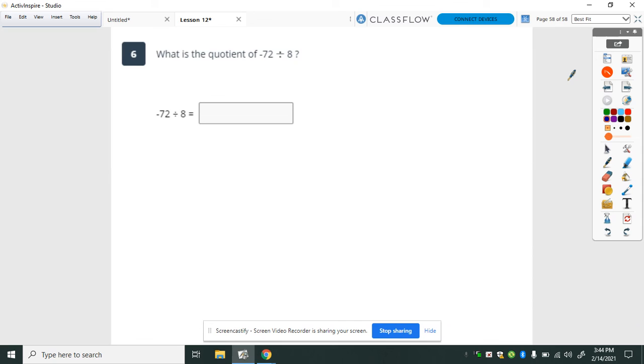Finally, your last question. What is the quotient of -72 divided by 8? -72 divided by 8. Solve the problem on your own, and don't forget to submit your quiz.